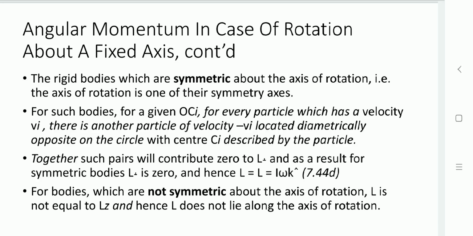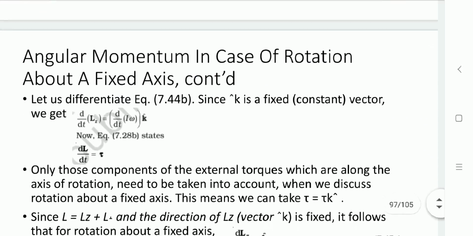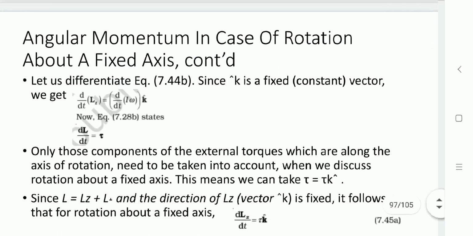Now let us differentiate the total angular momentum with respect to time. So dLz by dt equals d(I omega) by dt into k caret, and dL by dt is tau. Here only the external torque along the axis of rotation is considered, so tau equals tau into k, along the z component.